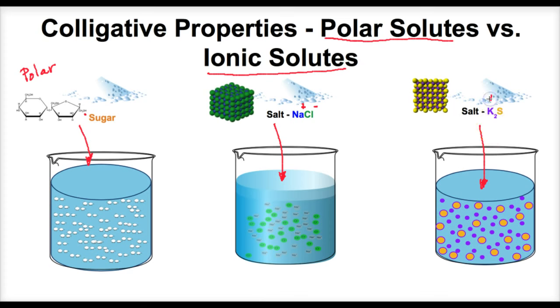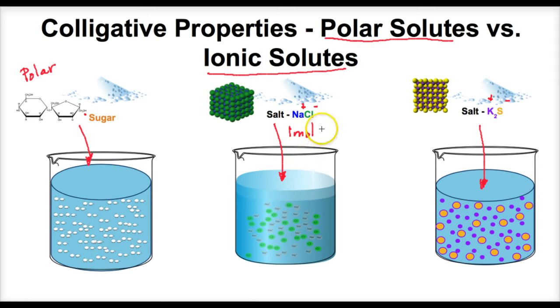It's going to dissociate into a bunch of potassium ions and a bunch of sulfide ions. Okay, but let's take a look at what happens. Let's suppose I have 1 mole of NaCl and I put this in this water right here. It's going to dissolve and dissociate.